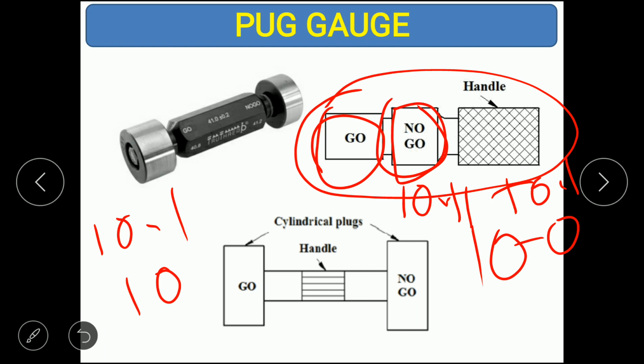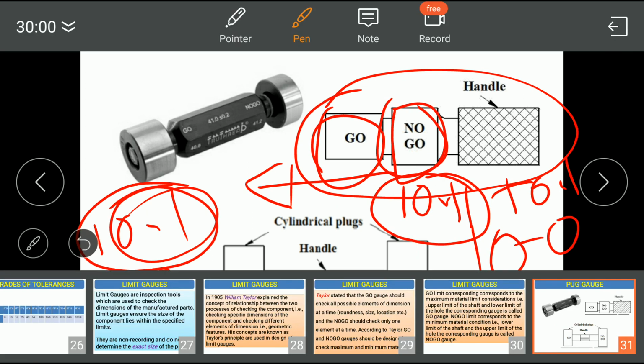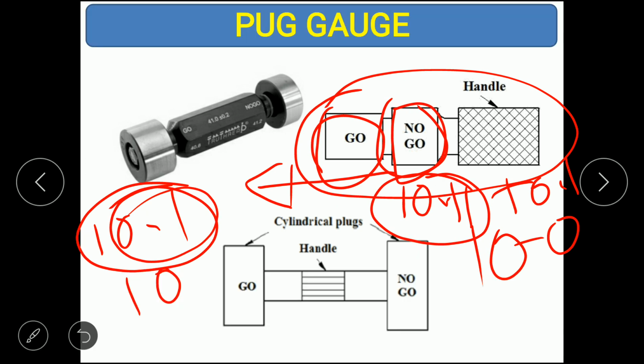So if it is 10.11, so if the hole dimension is within 10.1, then this will not insert into the hole, because this is more than 10.1. So in this case, the dimension of the hole is less than 10.1.